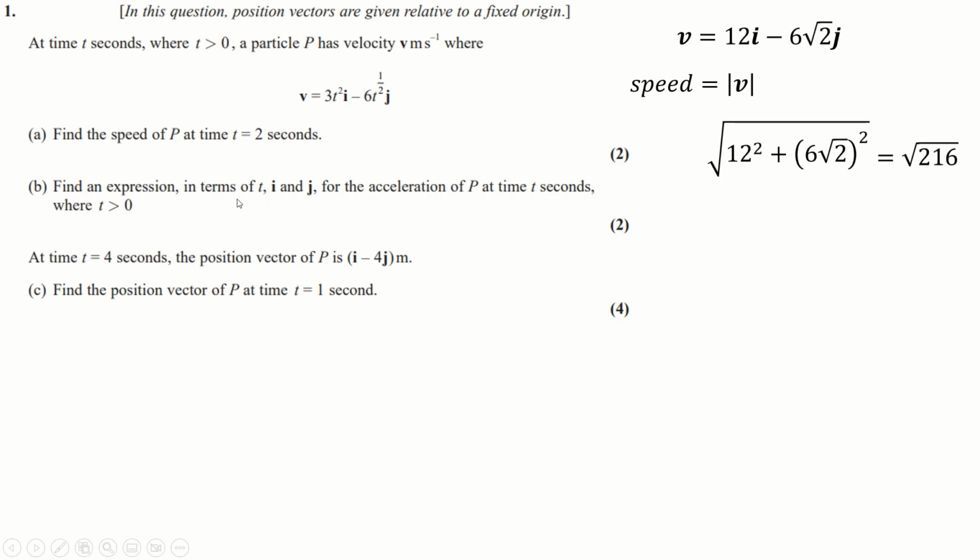And then it wants us to work out the acceleration. Acceleration is dv by dt. Think of it as like a ladder. You go downwards for acceleration from velocity. So differentiate this, nice and straightforward, we just get that.